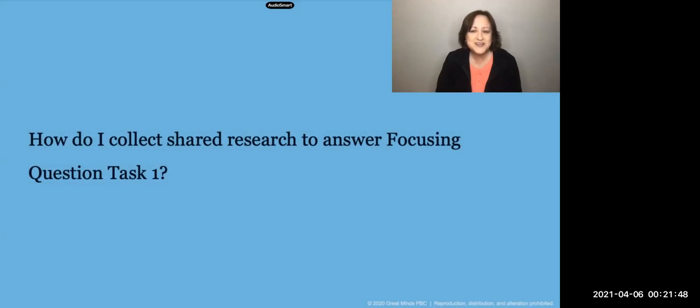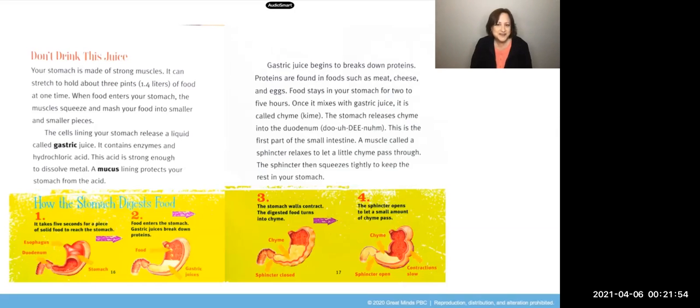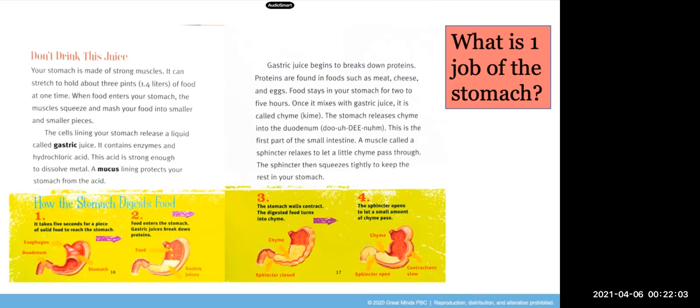How do I collect shared research to answer focusing question task 1? Let's do some shared research together. As I read this section aloud, I'd like you to keep this question in mind. What is one job of the stomach? Ready? Here we go.